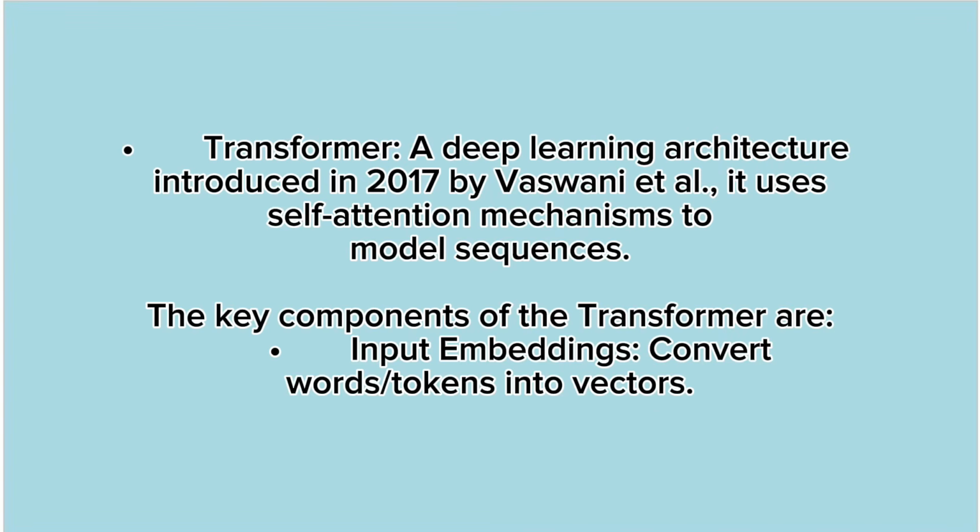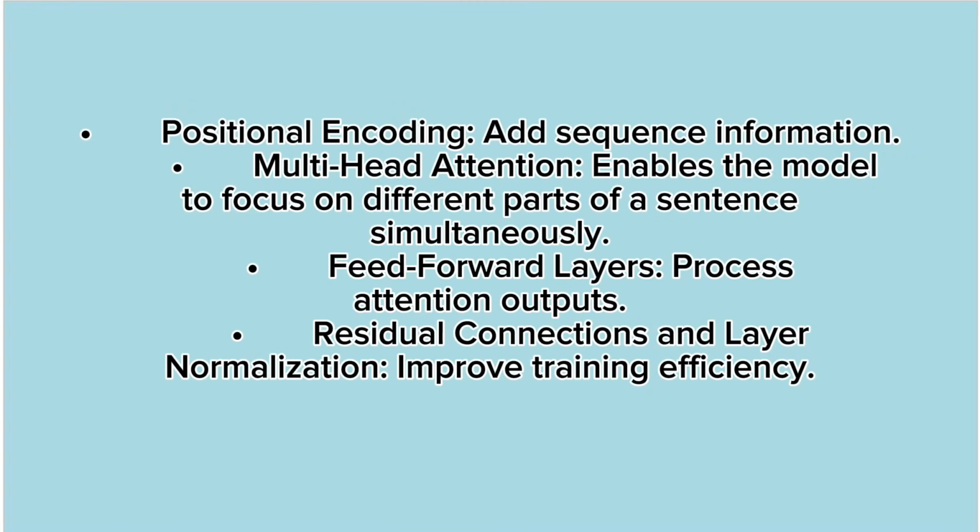The key components of the transformer are: input embeddings, which convert words or tokens into vectors; positional encoding, which adds sequence information; multi-head attention, which enables the model to focus on different parts of a sentence simultaneously; feed forward layers, which process attention outputs; and residual connections and layer normalization, which improve training efficiency.